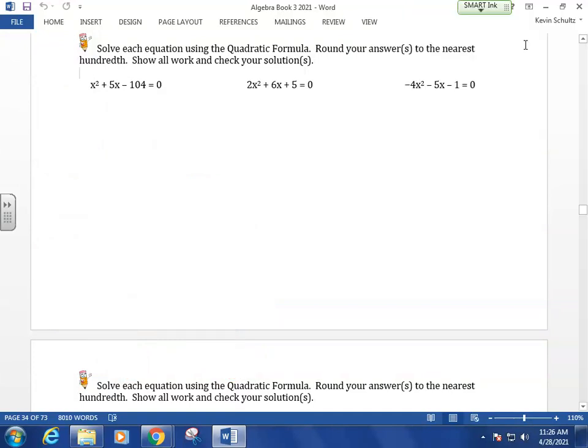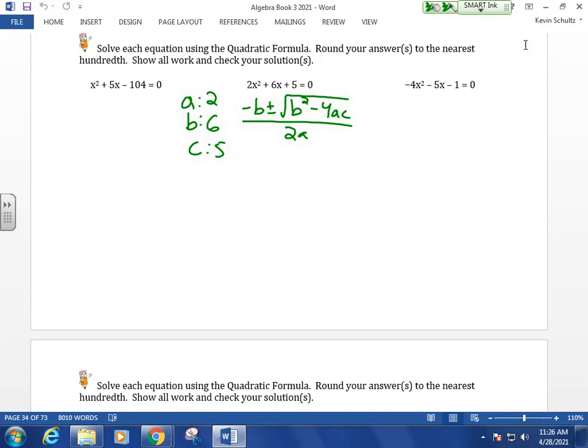Again, I'm going to identify my A, B, and C. My A is 2, my B is 6, and my C is 5. And I'm going to write the quadratic formula up here again, just so we have it. Negative b plus or minus the root of b squared minus 4ac, all divided by 2a. And we're going to start plugging stuff in. My b value is 6, so in the formula it's going to be negative 6 plus or minus the root of 6 squared minus 4 times 2 times 5, all divided by 2 times 2.